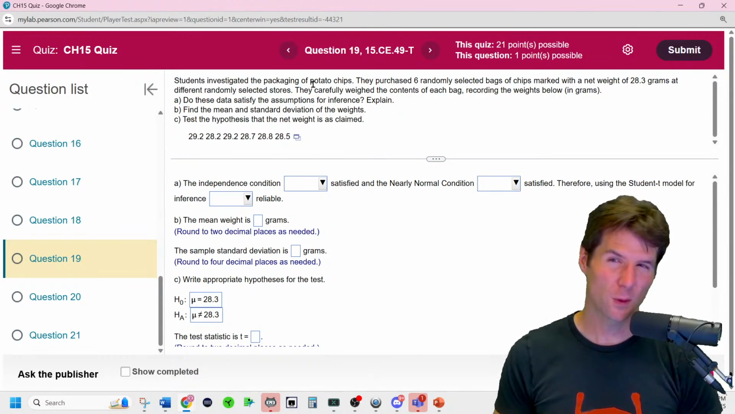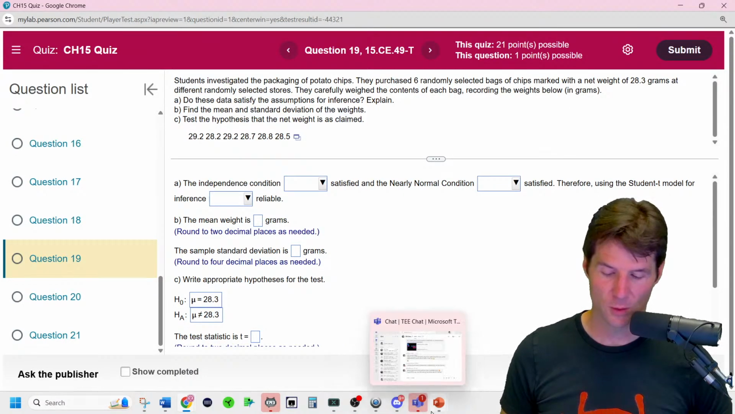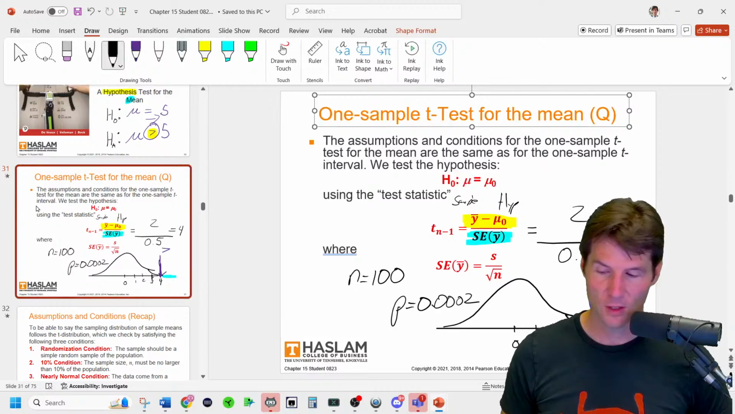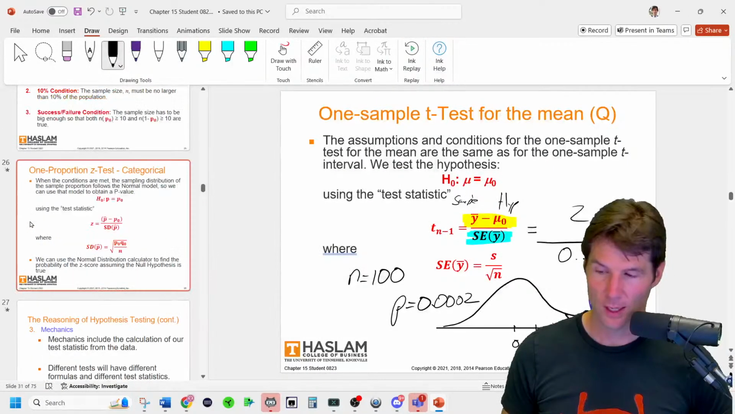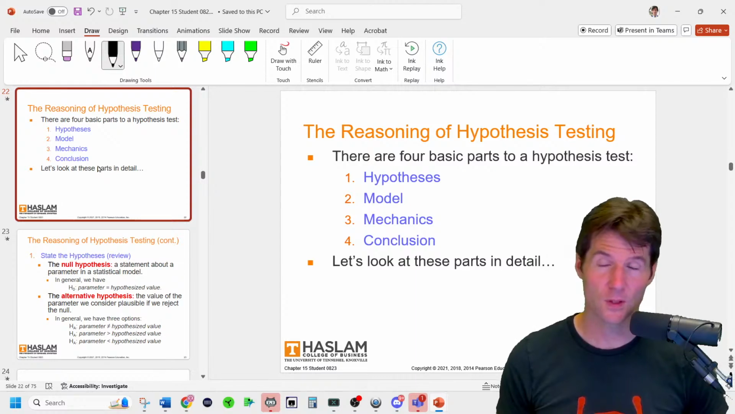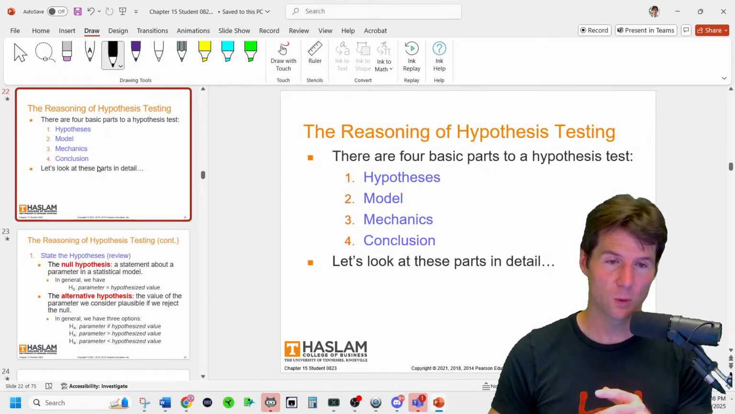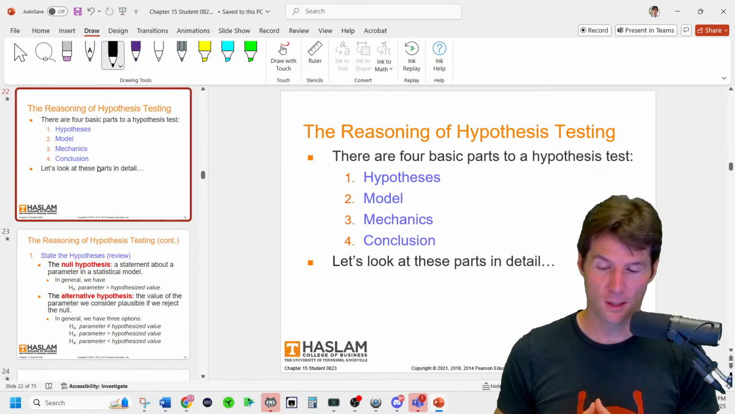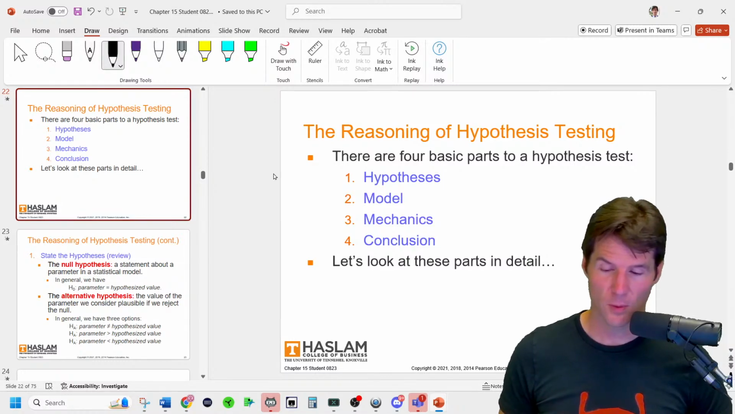Now, the reason I did that first is that it follows the methodology we generally use. The first thing we like to do when doing tests is to write out our hypothesis. So when you think about this right here, we write the hypothesis first. The true mean weight of the potato chips bags is equal to 28.3. The alternative is it's not equal to 28.3.